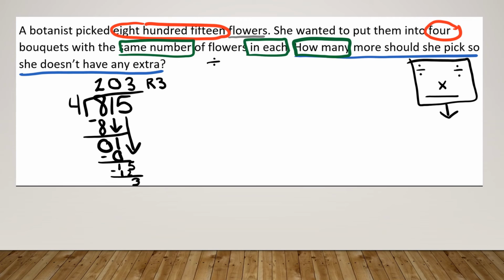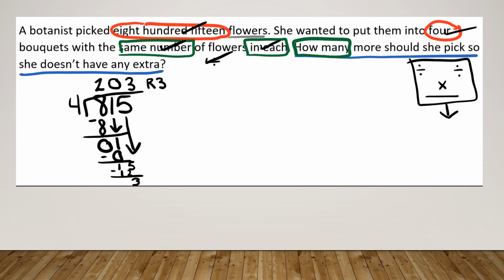So I'm going to go through my cubes and see what I've used so far. I used 815 and 4, so I'm going to check mark those off. I knew that there needed to be a same number in each, and so I divided. And so now what's left is my question. How many more should she pick so she doesn't have any extra? It's important to note that this question is not asking how many flowers are going in each, so 203 is not my answer. It's how many do I need to add so that there is no extra.